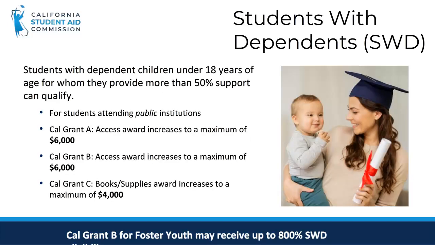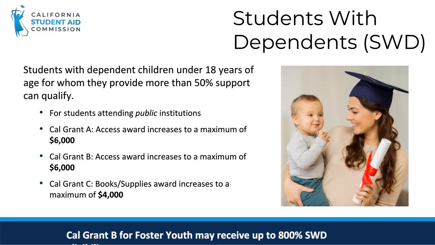The Students with Dependents Award is not specific to foster students. However, foster students with a qualifying child may be eligible. Students who receive the Cal Grant B for foster youth and have a qualifying child could even receive this award for up to 8 years based on the new Cal Grant B for foster youth expansion.